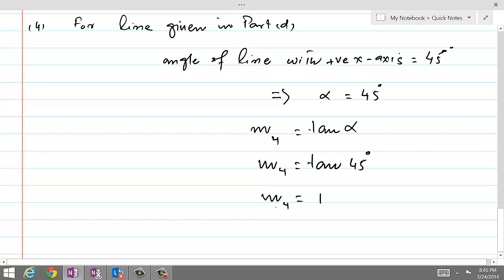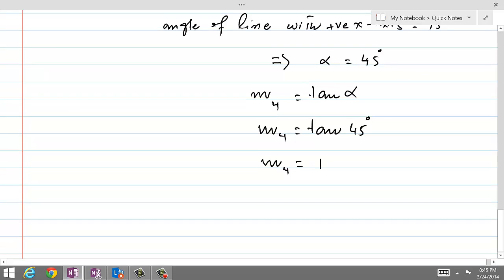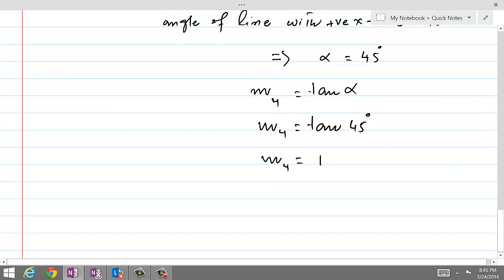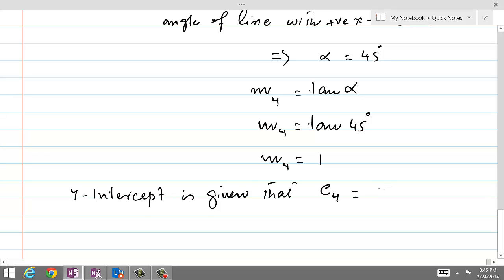And what is given for the y-intercept? We are given that this is at point (0, -2). So C4 is equal to -2, because the line intersects the y-axis at point (0, -2).